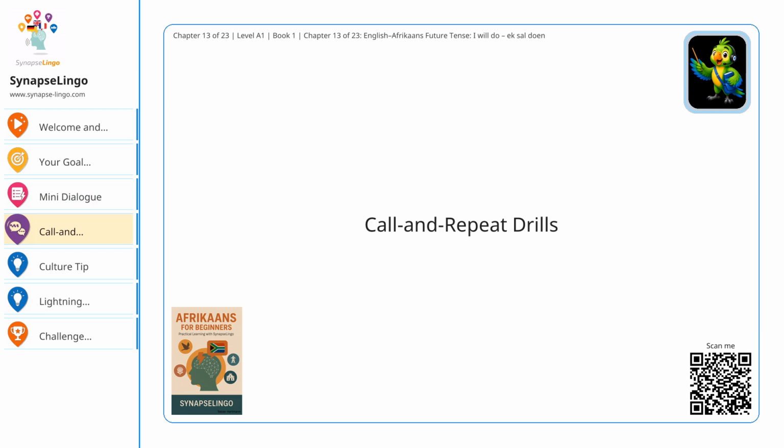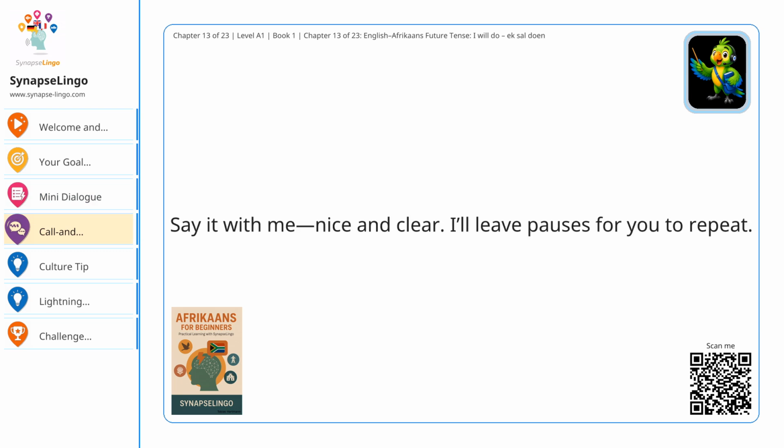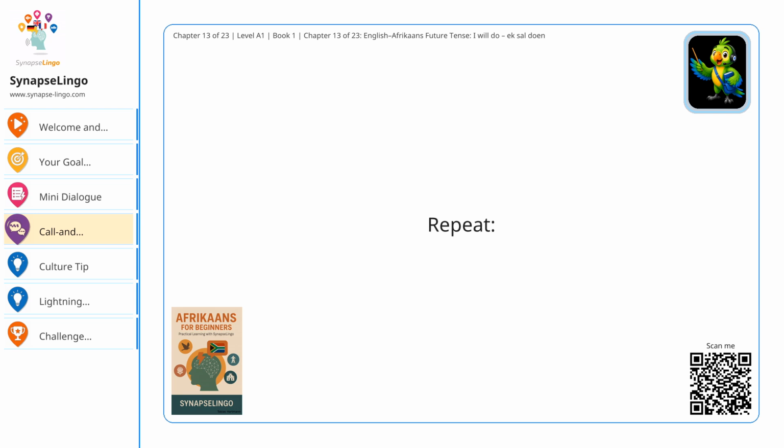Call and repeat drills. Say it with me, nice and clear. I'll leave pauses for you to repeat. Repeat. Ek sal doen. Jy sal doen. Hy sal doen. Sy sal doen. Ons sal doen. Julle sal doen. Hulle sal doen. Bonus verb. Maak. Example. Dit sal sin maak.